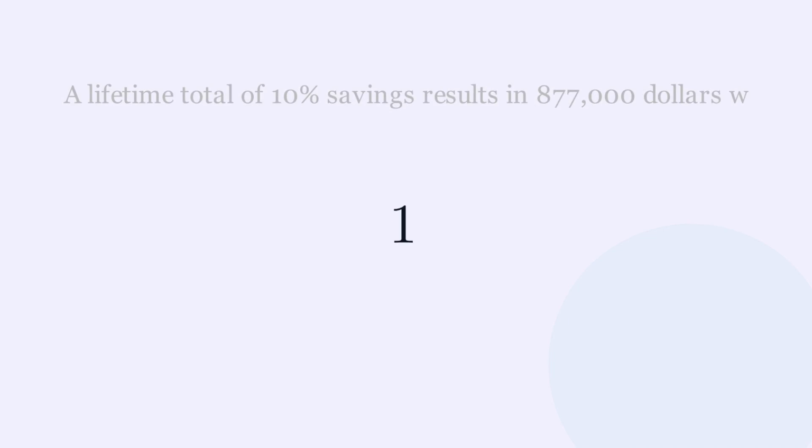A lifetime total of 10% savings results in $877,000 when the time period extends to 40 years. A lifetime total of 20% savings results in $1 million over a 50-year time frame.